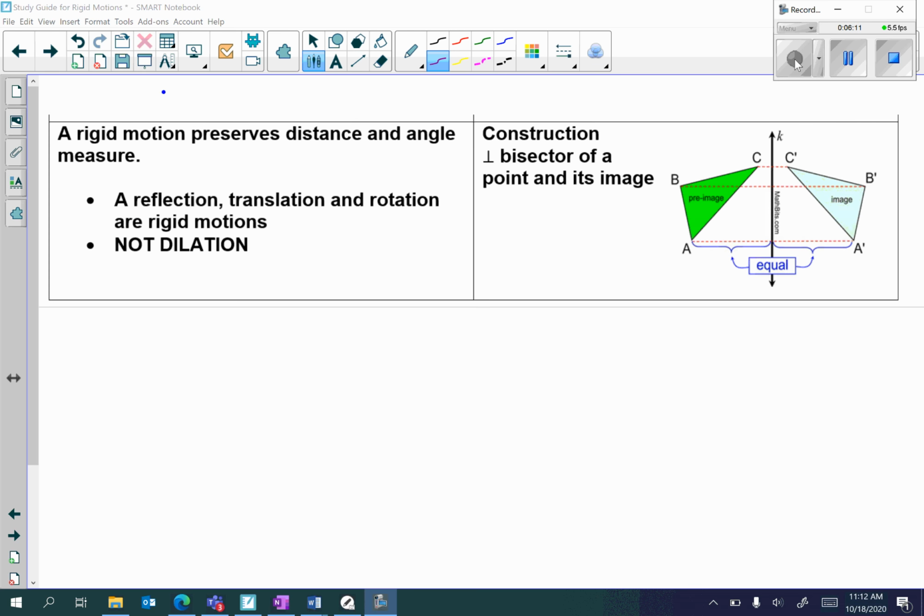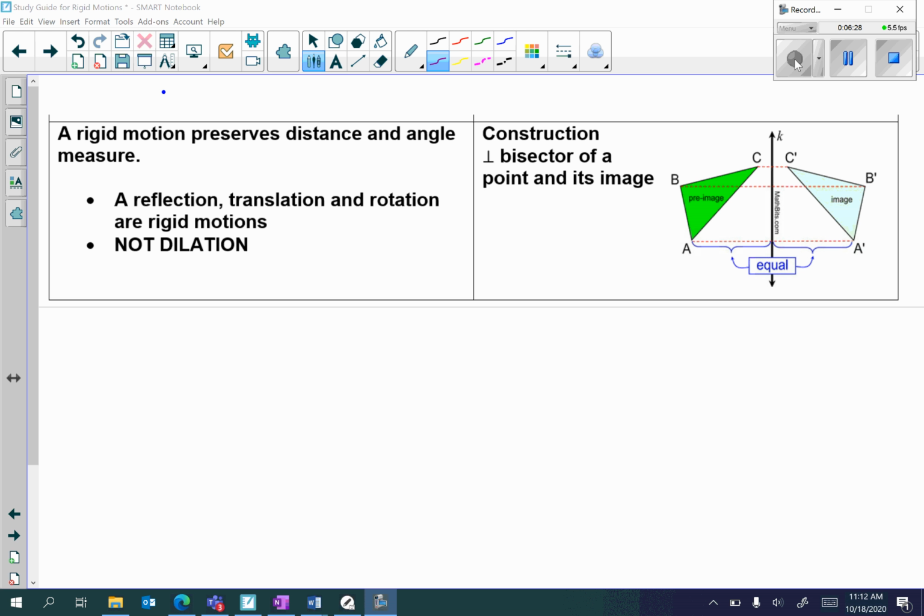Next, a rigid motion preserves distance and angle measure. A reflection, a translation, and a rotation are rigid motions, but a dilation is not because the side lengths change. It either gets bigger or smaller.